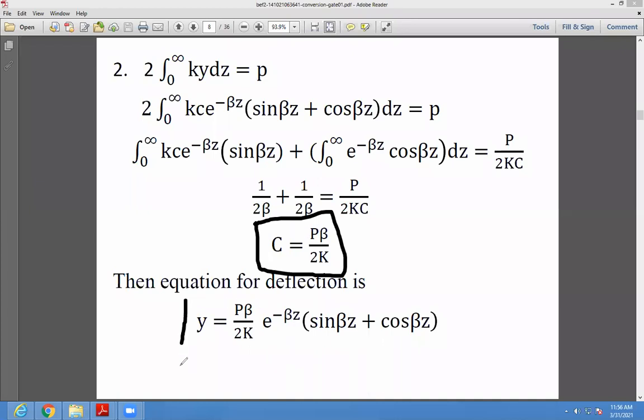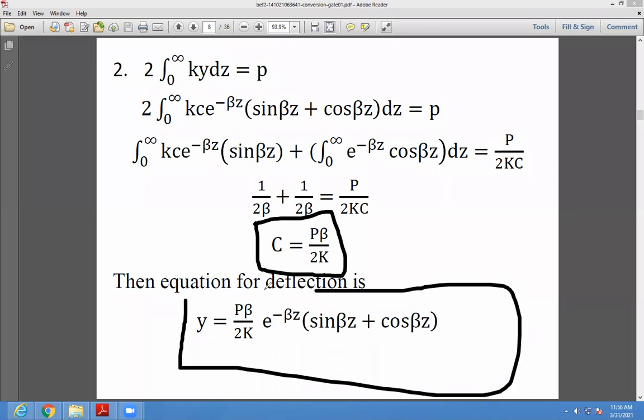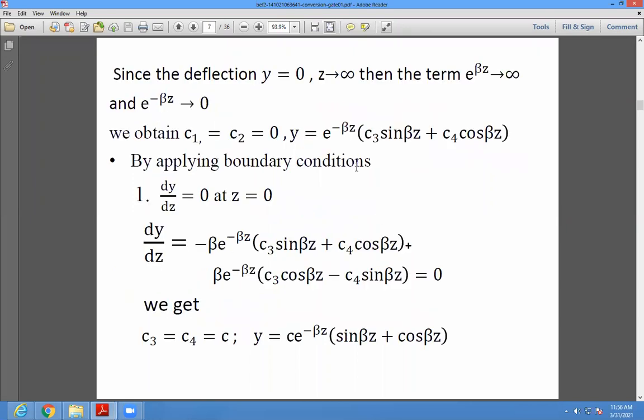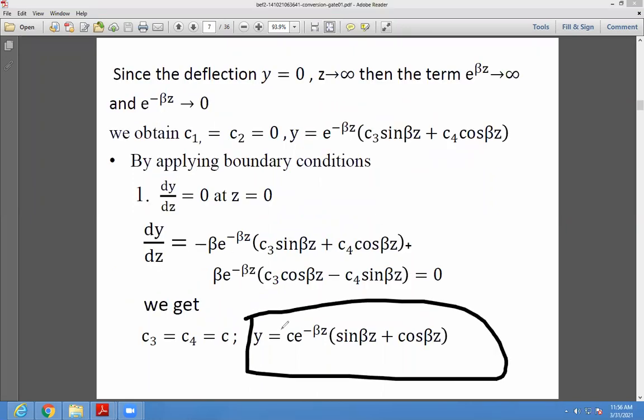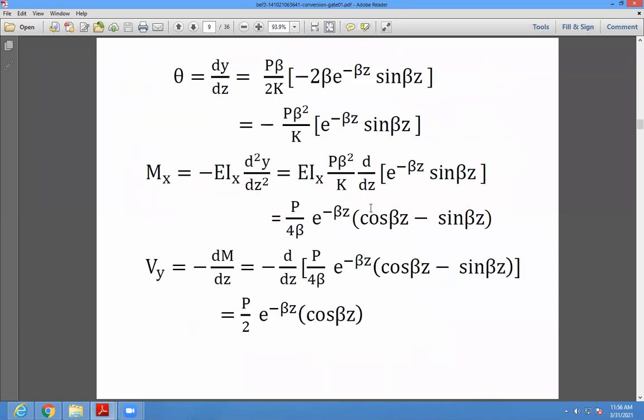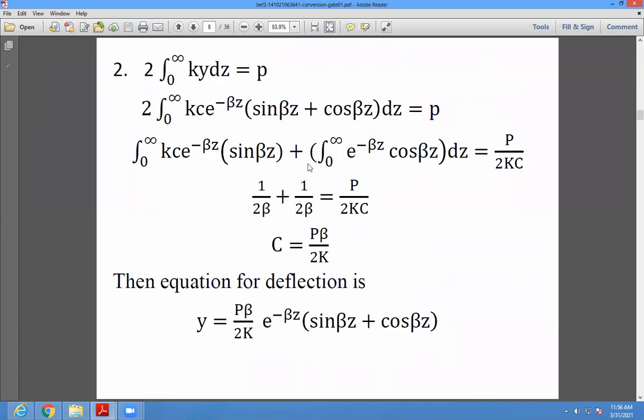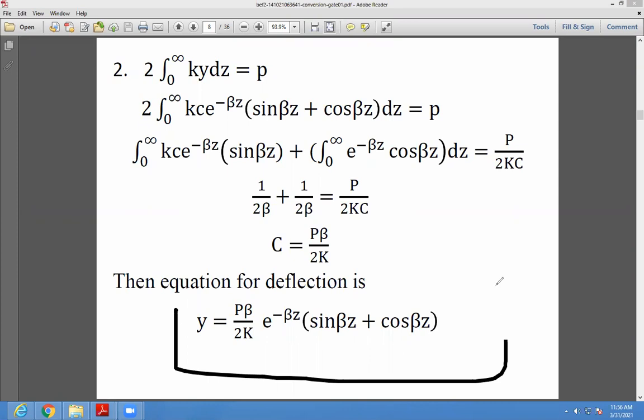So the equation of deflection, that is delta or y, because previous equation we know that this equation of y. So here we have to put the value of c. So we get the equation y is equal to P beta by 2k e raised to minus beta z into sin beta z plus cos beta z, right?